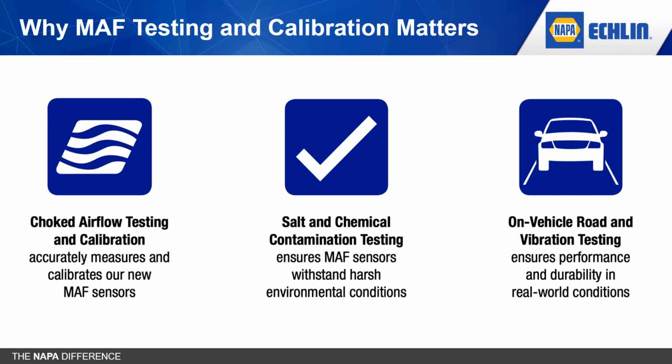Choked airflow testing and calibration is a process that allows our engineers to accurately measure and calibrate the NAPA Echlin all-new mass airflow sensors. Another key test to ensure quality and product longevity is salt and chemical testing. This test makes sure that the NAPA Echlin mass airflow sensor can withstand the harsh environment that mass airflow sensors operate in year-round. And let's not forget about real-world on-road vehicle and vibration testing. NAPA Echlin engineers spend countless hours testing in real-world conditions to make sure that the performance and durability of the NAPA Echlin mass airflow sensors exceed customers' expectations.